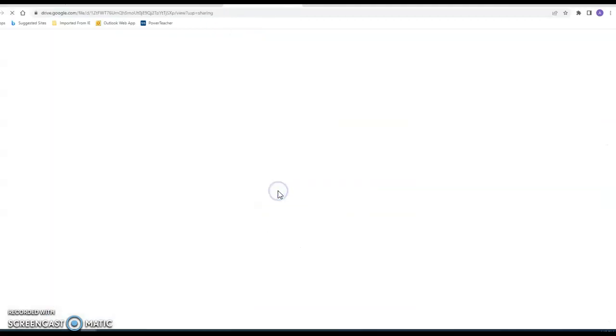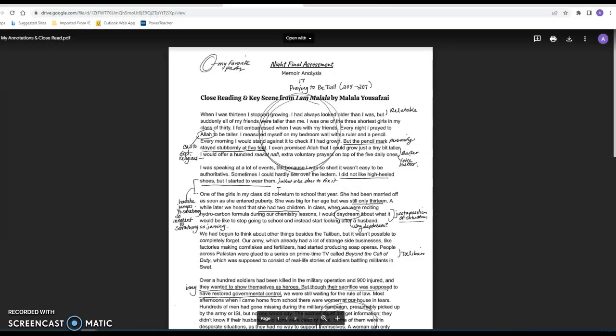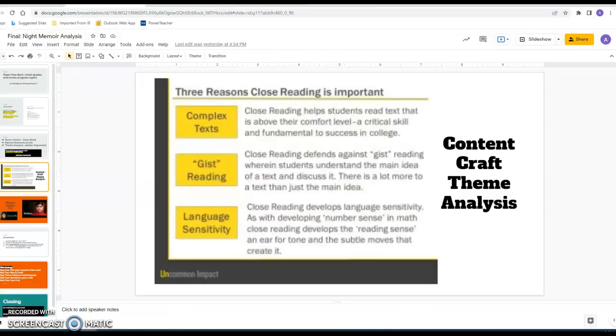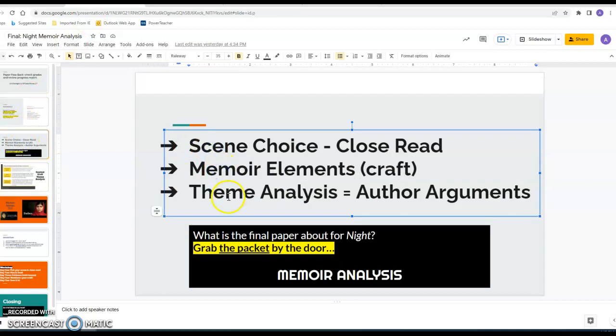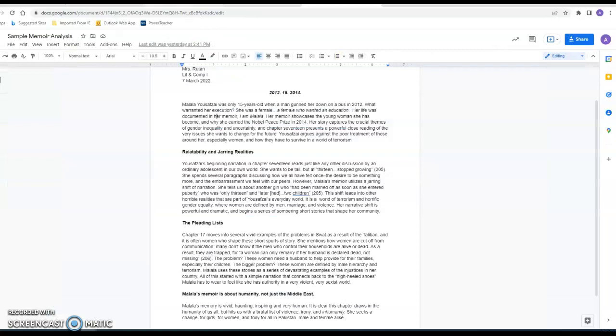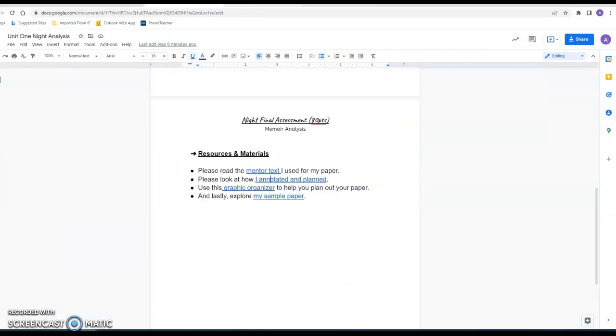So when you pick out your scene, you need to go back to the scene in your paper copy of your book. I would rip it apart, and you need to reread it. Now that you know what I'm looking for, scene choice, craft, and theme, I want you to annotate that according to what you're getting from there.